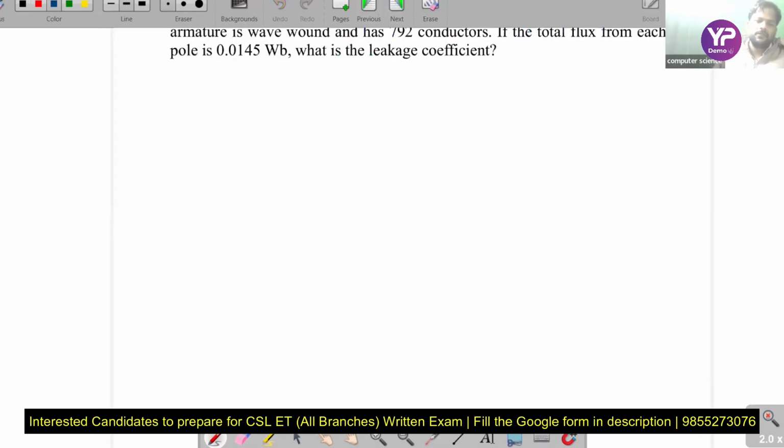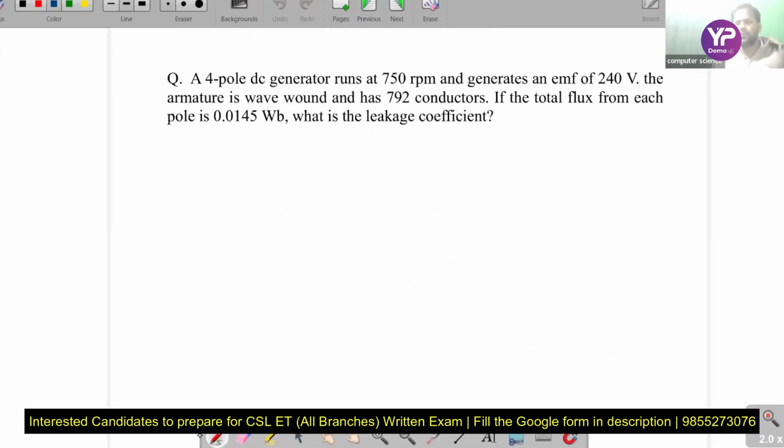Now we proceed to the next question. Here we discuss a variety of questions, so that all types of concepts required to solve DC generator questions are cleared.